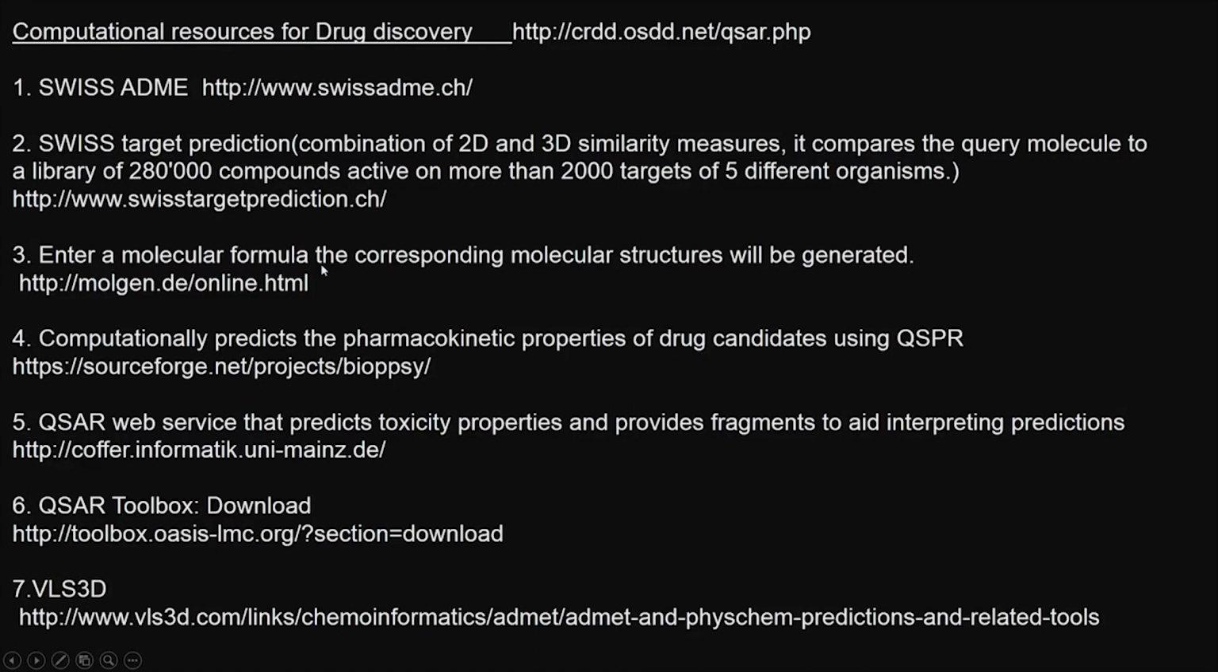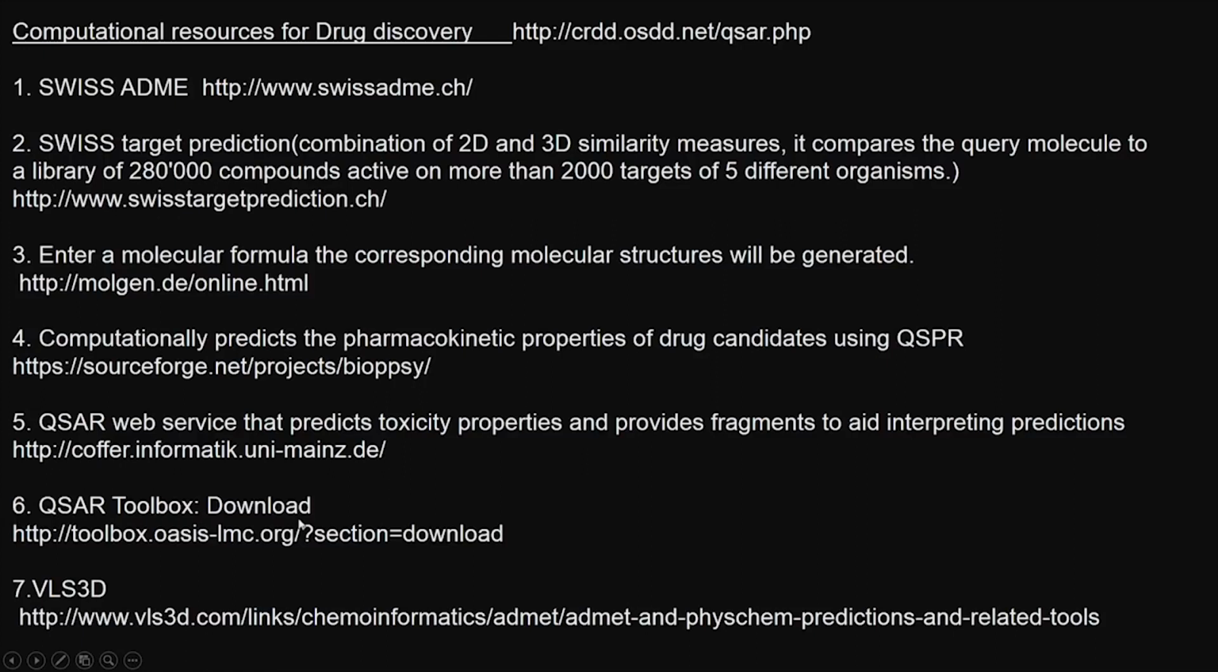If I give a molecular formula, it gives you the molecular structure. This software predicts the pharmacokinetic properties of a drug candidate using QSPR. Then this software predicts toxicity of molecules, and also toxicity of the fragments of the molecules, because when a drug goes inside the body, as I said, the enzymes in the liver break the drug into small fragments. So the fragments also could be toxic. This software tries to predict whether the drug itself has toxicity properties, or the fragments generated by the degradation of the drug also have.